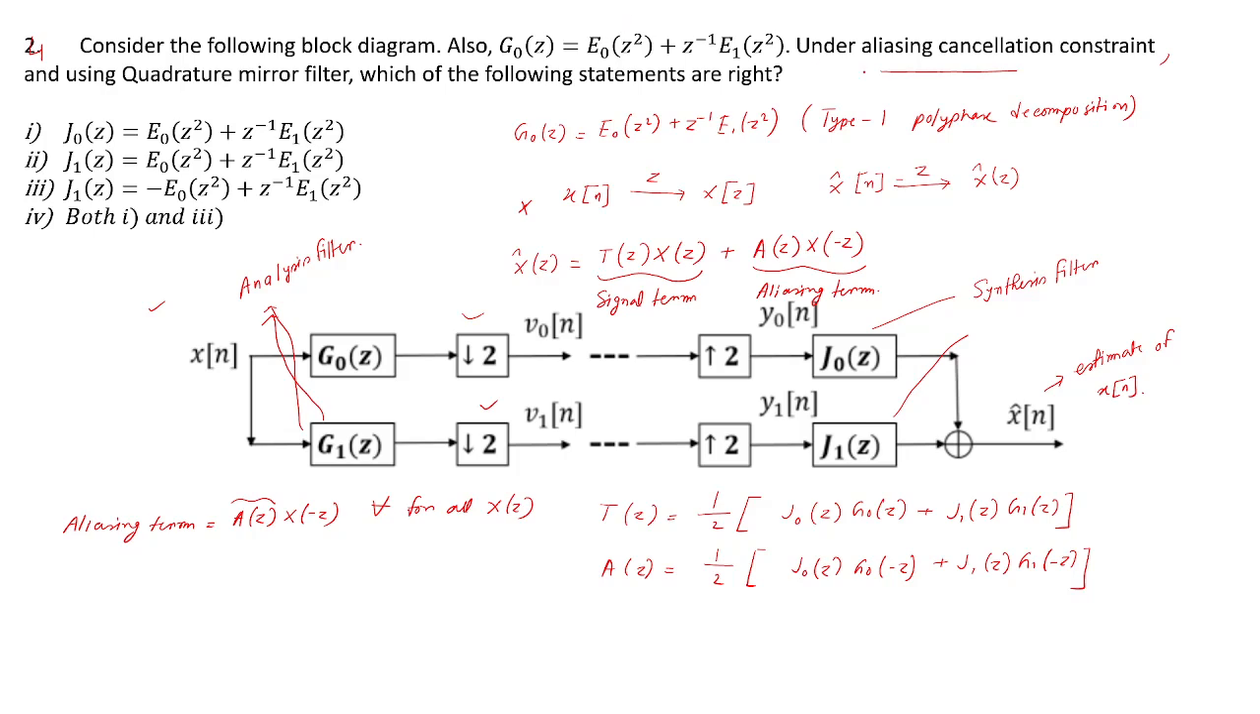So this specific term that is mentioned here, the aliasing cancellation constraint, let me write it down here: aliasing cancellation constraint. This corresponds to A(z) being 0. Now how can you make A(z) 0? If you see from this equation, let me denote it as 1, this is 2.